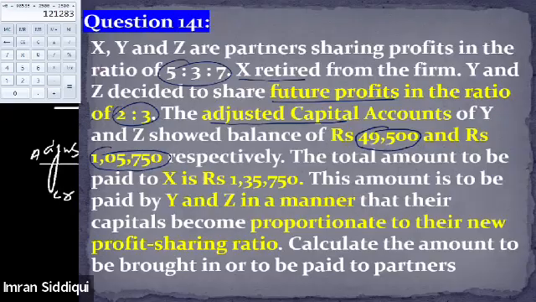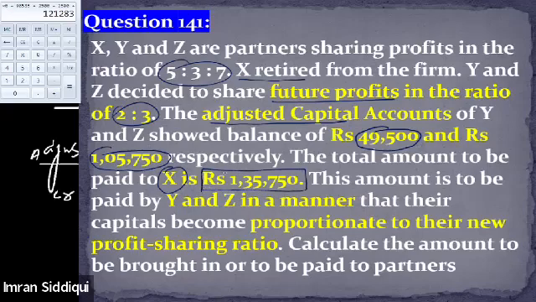Okay, coming back to the question. The question is saying that the adjusted capital of both the partners is 49,500 and 1,05,750. Total amount needs to be paid since X is retiring. So when X is retiring, X is required to be paid. When he goes out of the firm, he is required to be paid. So at the end, it has been decided that X will be paid 1,35,750.